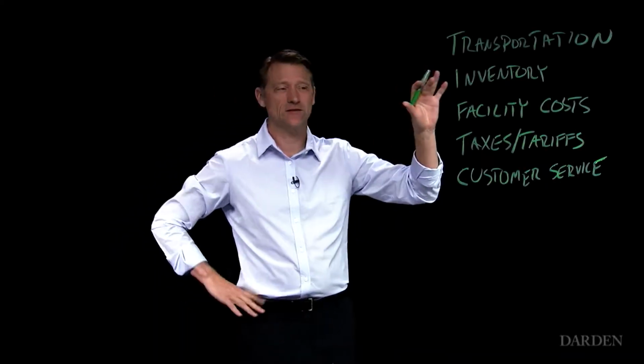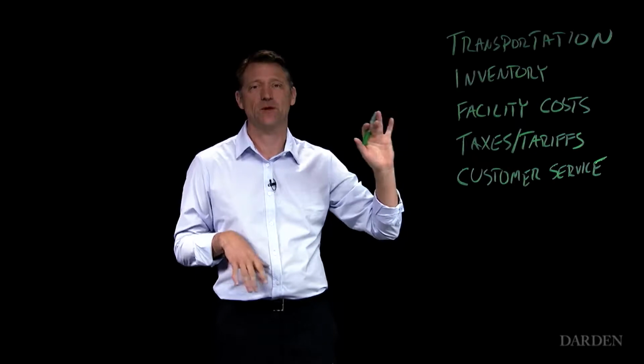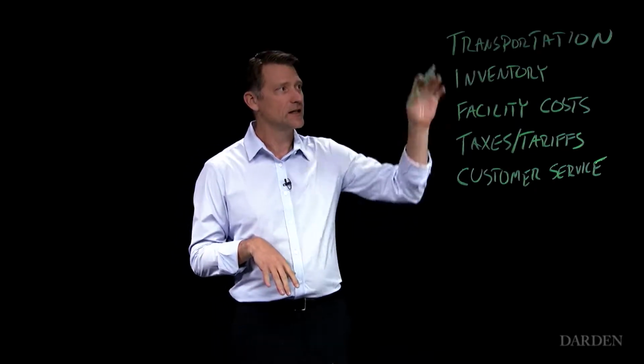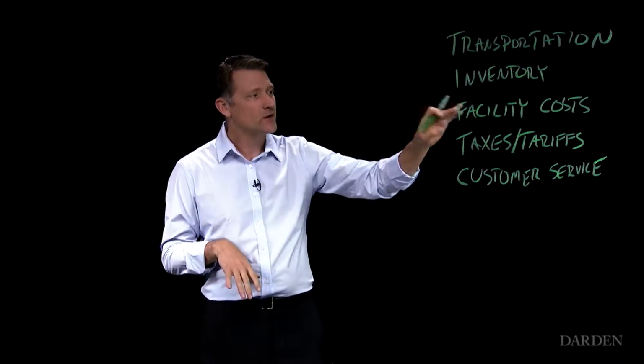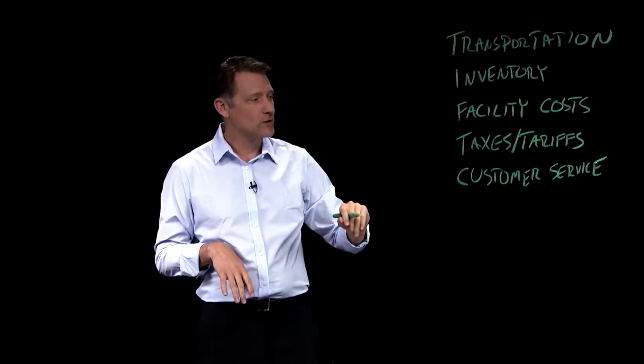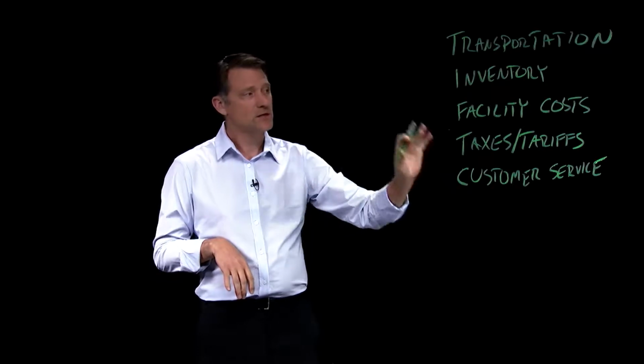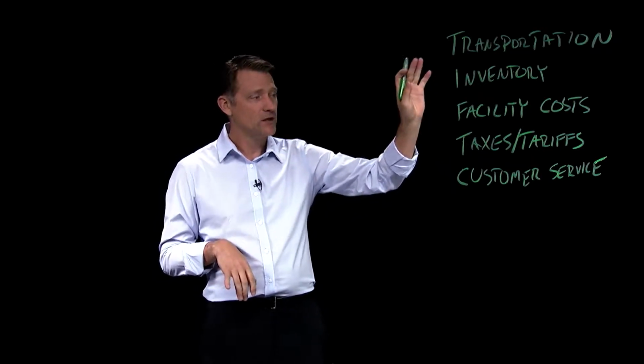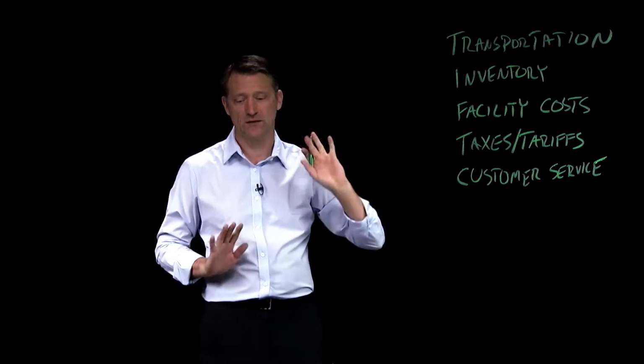There are five main factors that affect how we think about designing a supply chain network in addition to the product cost. And they are transportation, inventory, the cost of operating the facilities, taxes and tariffs or other kinds of border implications, and customer service. Let's talk through a few examples and see how different factors may have different weights in different settings.